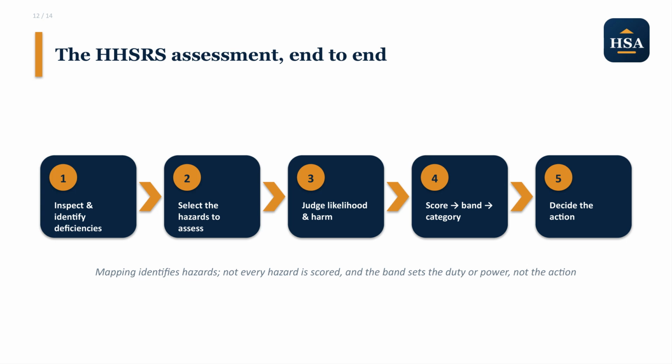In practice, the HHSRS runs end-to-end like this. You inspect the dwelling and identify the deficiencies. You select the hazards that merit assessment, because not every one of the 21 hazards is scored in every property. You judge the likelihood and the spread of harm. The score gives the band and the category, and you decide the action. Two things to hold from the start. Not all 21 hazards must be scored, and the band and category establish whether there is a duty or a power. Selecting the specific enforcement action is a separate decision, covered later.